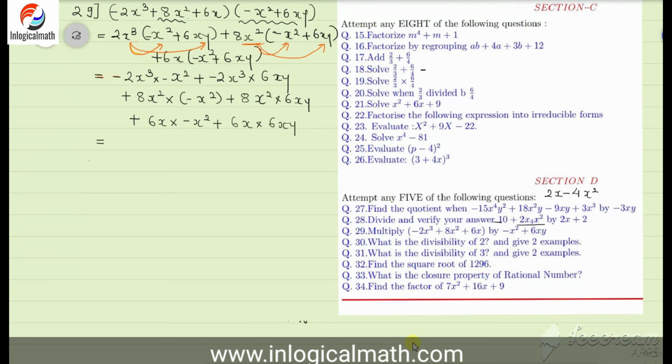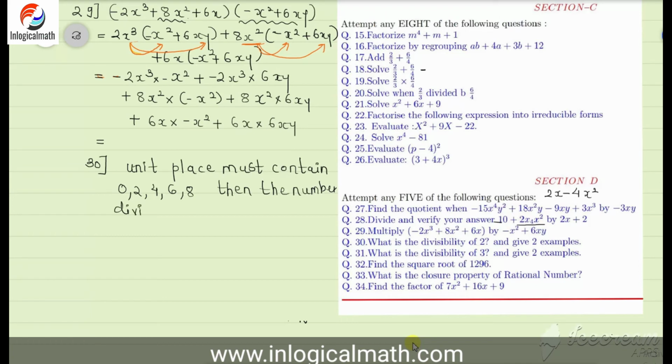Now we will go for question 30. Okay, question 30 is the divisibility of 2. So what is the divisibility of 2? The unit place must contain 0, 2, 4, 6, 8. If these numbers are in the unit place, then the number is divisible by 2.